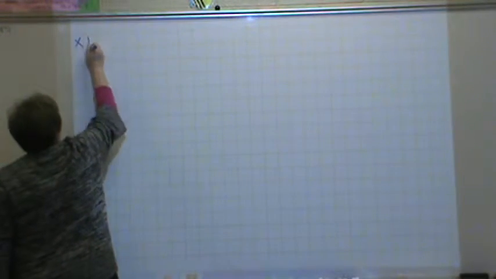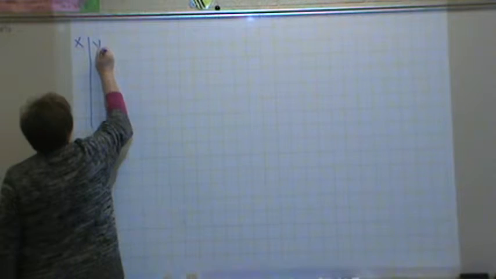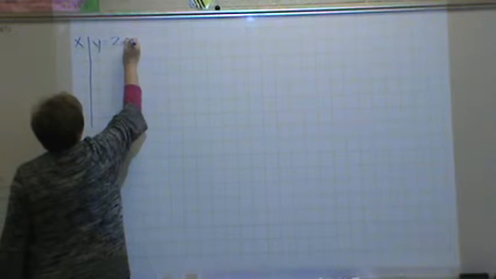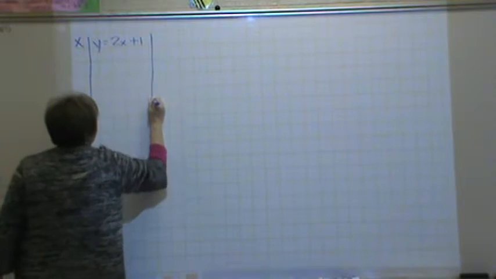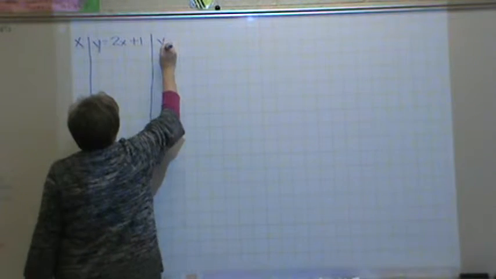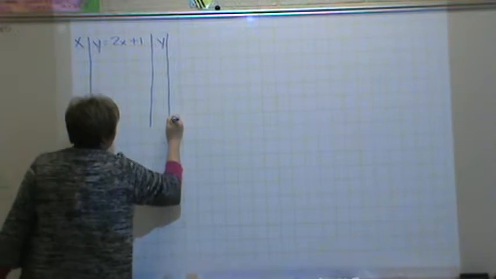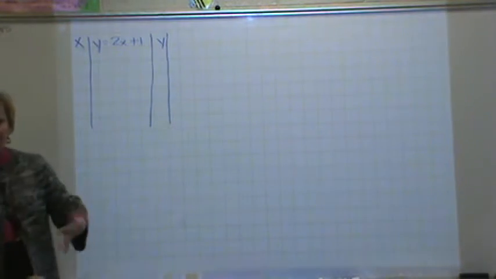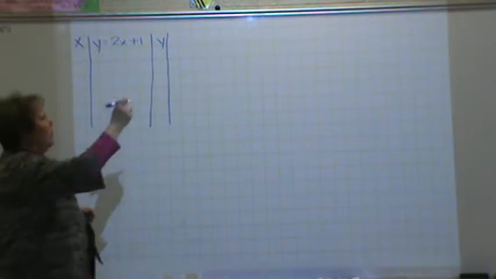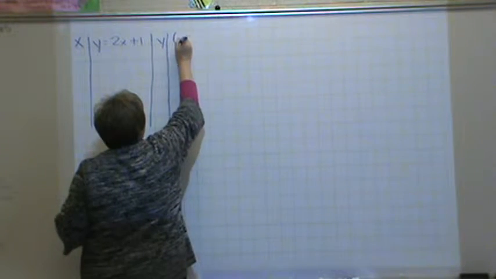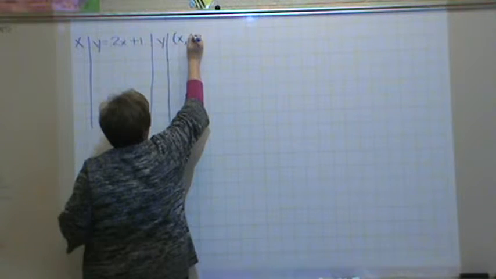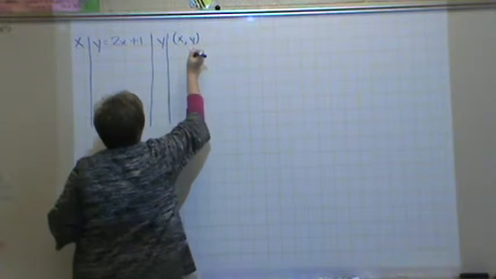Let's look at the equation y equals 2x plus 1. Write this down, please. I'm going to add a column to our function table, just at the end, and we're going to write these numbers now as ordered pairs.